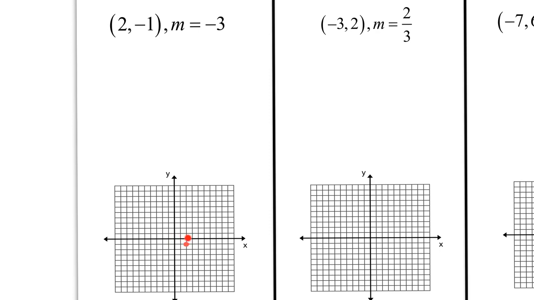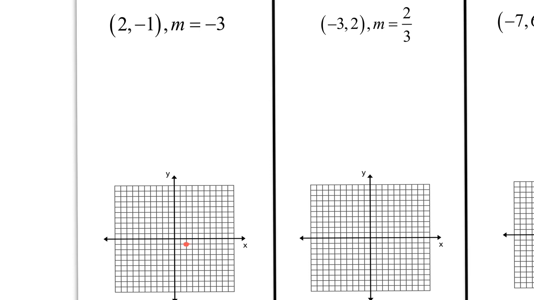So 2 to the right, 1 down. So my line is going to cross this point. Now look at the slope. My slope is negative 3. So what that means, my line is going to go down. So you're going to have a line going down like this, but it has to cross that point because that point is on the line.